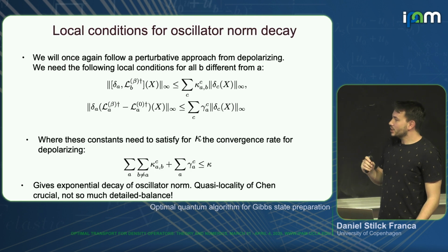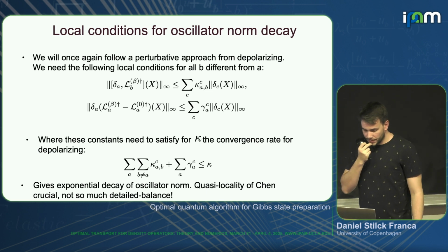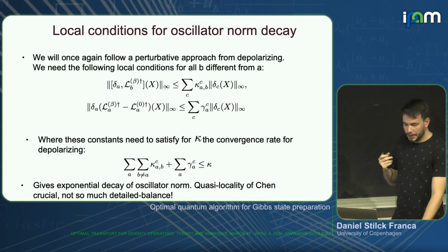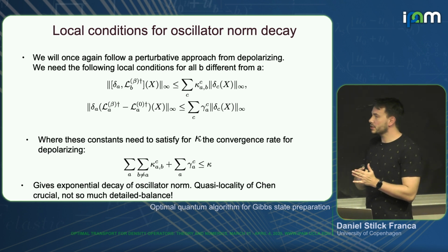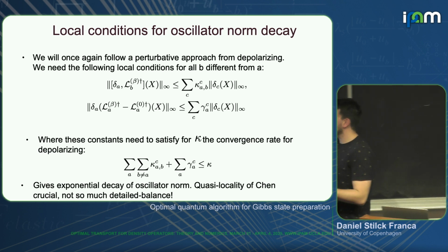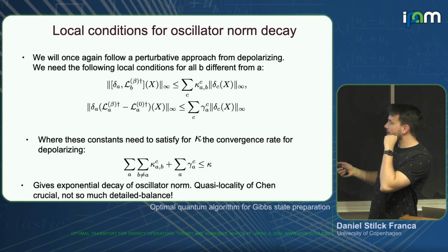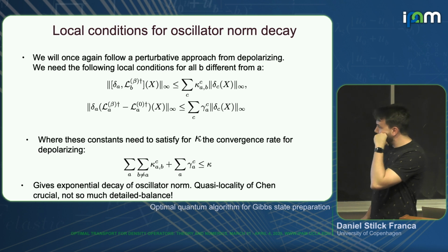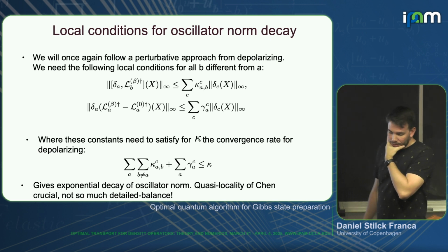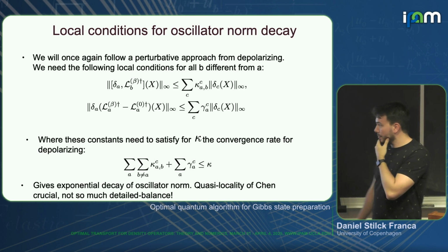All right. So this is going to be our metric. And how do we show this fast convergence? Well, we again will follow this perturbative approach. So we're going to compare to the depolarizing noise. This is going to be the case beta equals 0, because for the depolarizing noise we can show indeed rapid convergence in this oscillator norm.